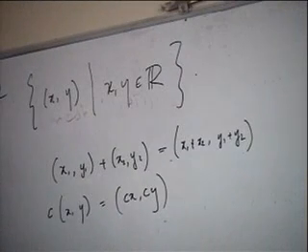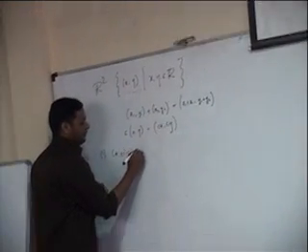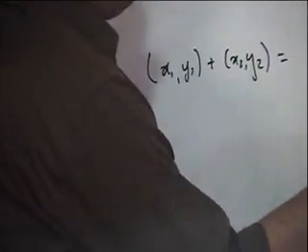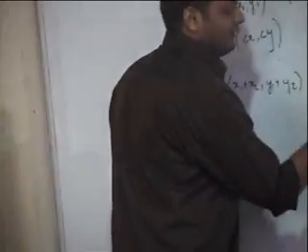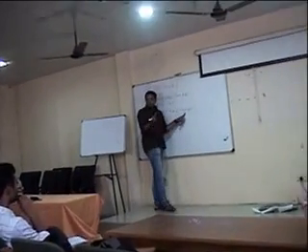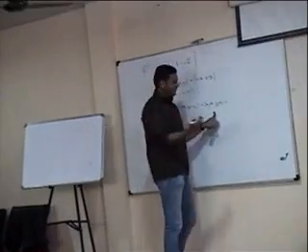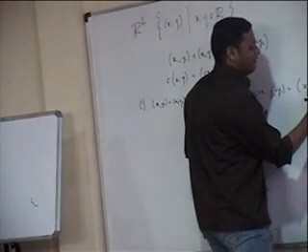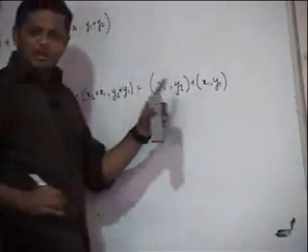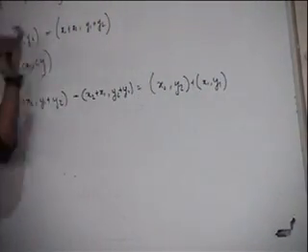First of all, it is commutative. That means (x1, y1) plus (x2, y2) is equal to (x1 plus x2, y1 plus y2), which is the same as (x2 plus x1, y2 plus y1), because real numbers commute, so you can do this. This is the same as (x2, y2) plus (x1, y1). So this is commutative, this vector addition.